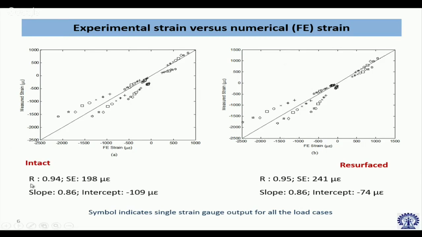So we have a correlation coefficient and the standard error of the estimates. We determine the slope. As you can see from the figure, if it is an excellent prediction, then the slope should be 1 and the intercept should be 0. But in actual, it never is. So you can see that we have slope close to 1 and intercept close to 0. This is microstrain.